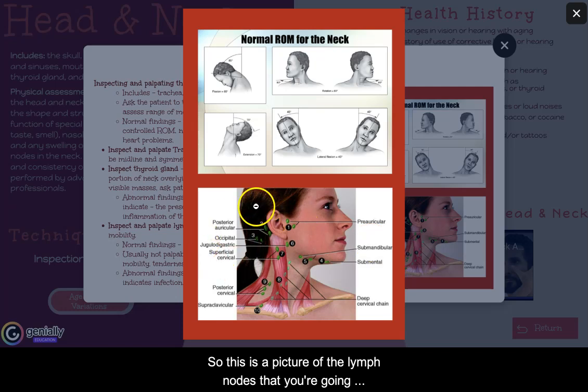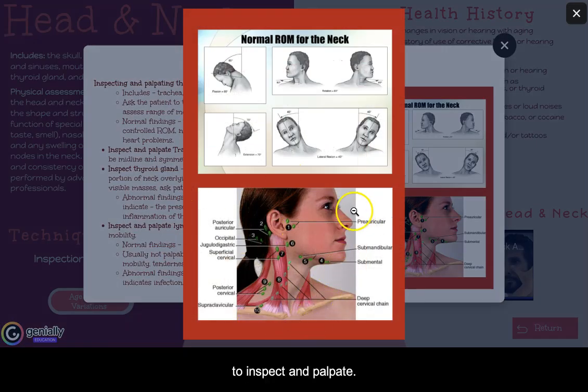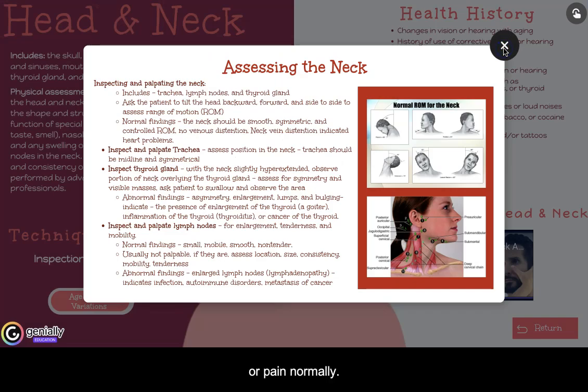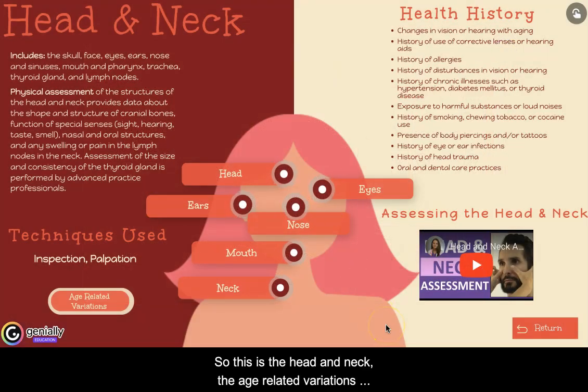So this is a picture of the lymph nodes that you're going to inspect and palpate. These are the normal range of motion for the neck. The patient should be able to do that without any discomfort or pain normally. So this is the head and neck.